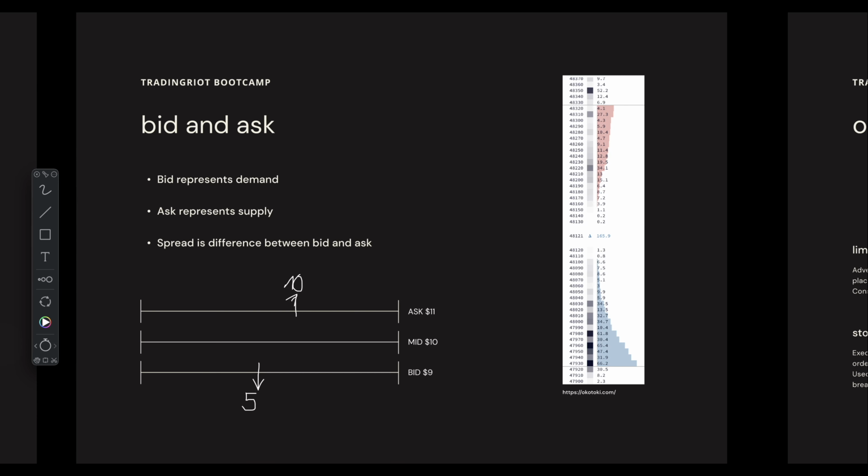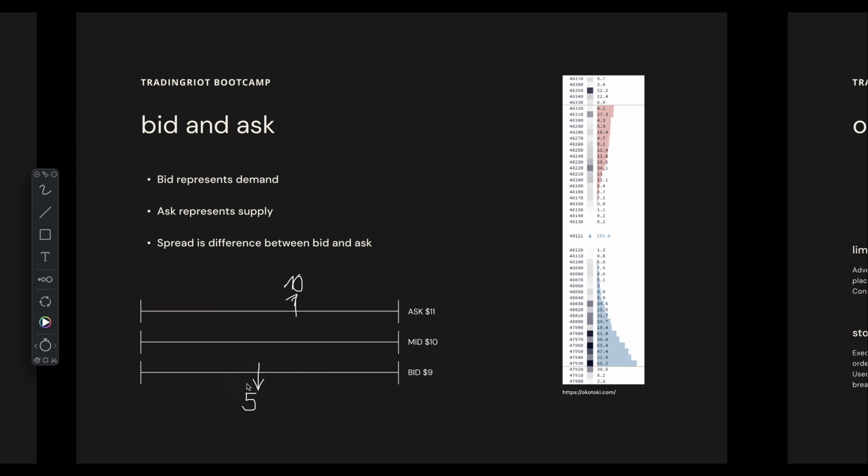For price to move to $9, there has to be someone, and it doesn't matter if it's one person or 5 people, to sell into this bid. So someone has to take the aggression to actually sell into these 5 contracts for price to move one tick lower. Once this is done, markets will start trading at $9. The opposite is of course true.